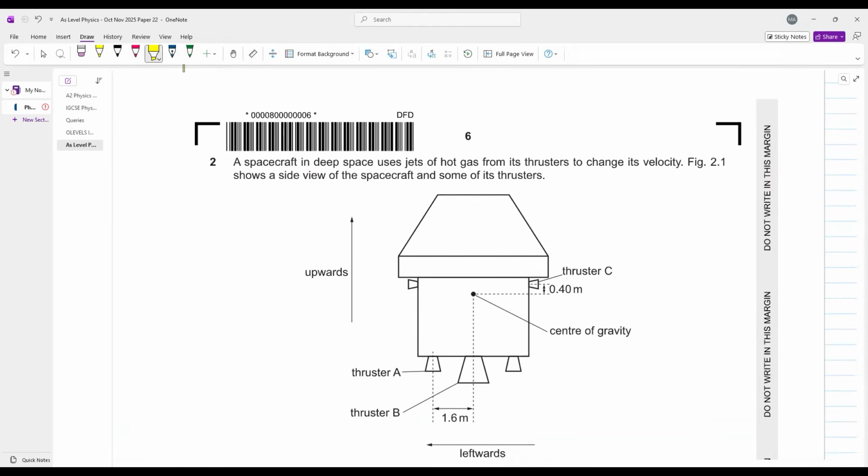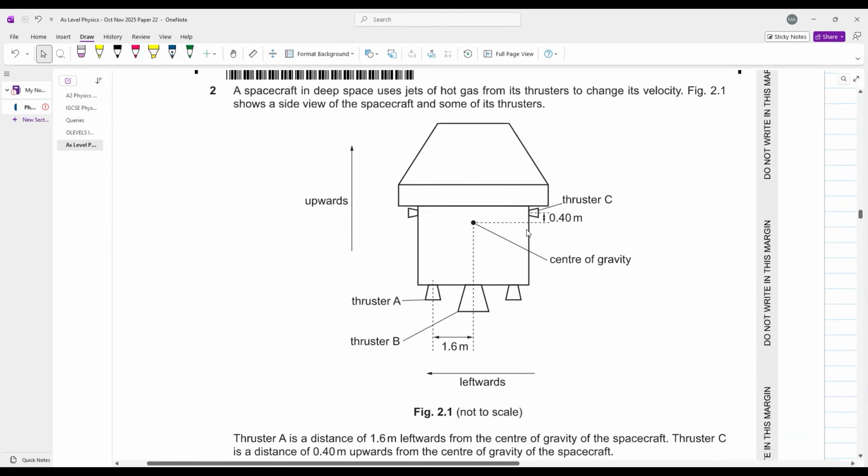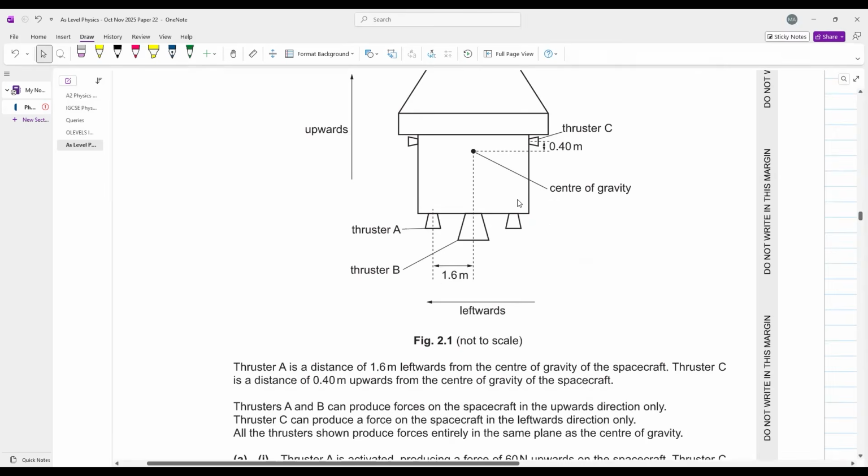A spacecraft in deep space uses jets of hot gases from its thruster to change its velocity. Figure 2.1 shows a side view of the spacecraft and some of its thrusters. ठीक है भाई, ये आपके पास एक aircraft है and these are the thrusters A, B and C. Thruster A is at a distance of 1.6 meters leftward from the center of gravity of the spacecraft. Beta, this is the center of gravity, COG.